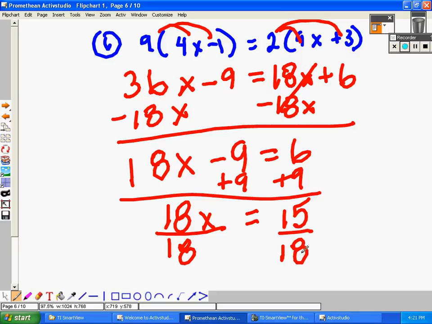Now folks, at this point you have a fraction, 15 over 18. So one thing you could do is just reduce it, divide both of them by 5. Divide both of them by 3, and you get 5/6.